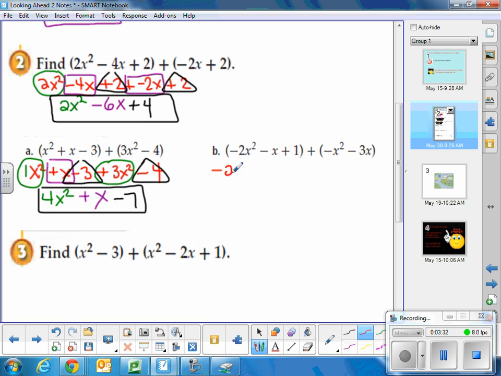For the next one, negative 2x squared minus x plus 1. And then we're going to add a negative x squared minus 3x. Combine like terms. Put the x squareds together. Negative 2x squared and a negative 1x squared. When you add those together, you get a negative 3x squared.